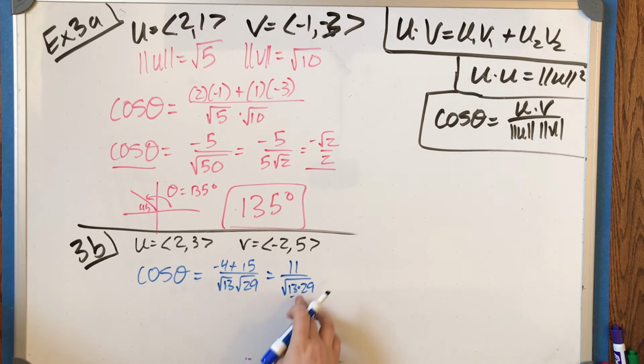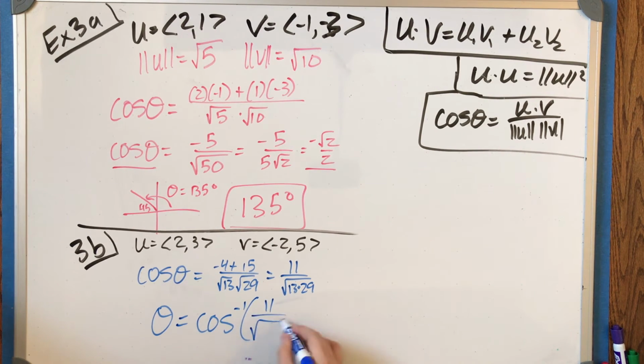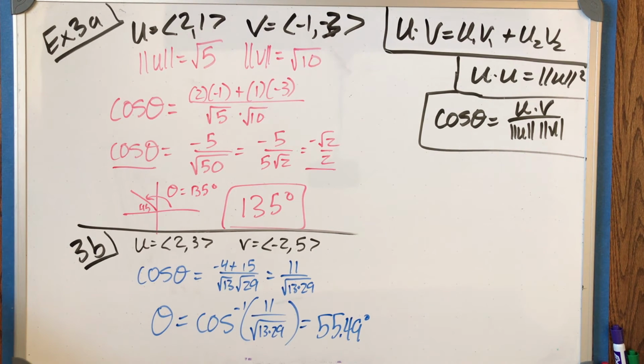I can just type 13 times 29 in the calculator when I'm doing it very carefully. So theta is just going to equal cosine inverse of 11 over the square root of 13 times 29. And I'll just type that directly into my calculator. I'm going to be in degree mode right this second, so 55.49 degrees. So the angle in between these two vectors is 55.49 degrees.